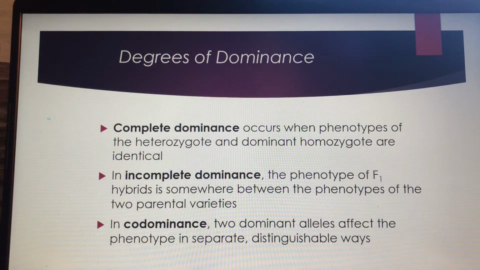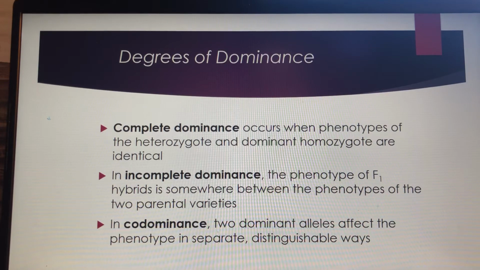So let's look at these. Again, this is just summarizing, and of course you need to know these definitions. Complete, that's what we've dealt with. Incomplete, the phenotype of the F1 hybrid is somewhere in between the phenotypes of the two parents. Okay, and codominance, both have distinguishable, you can see both alleles in some kind of phenotypic expression.